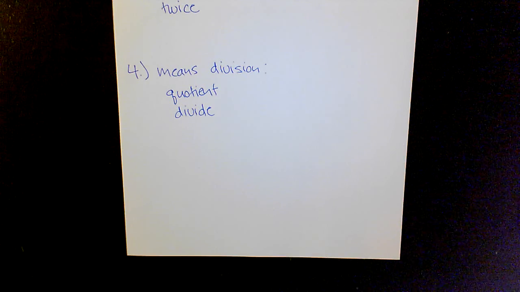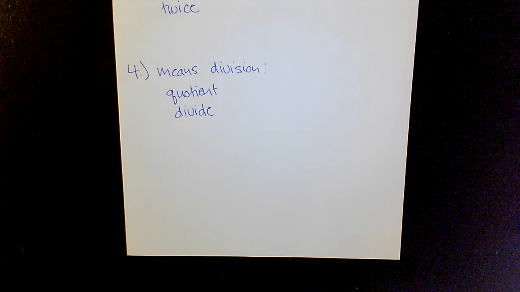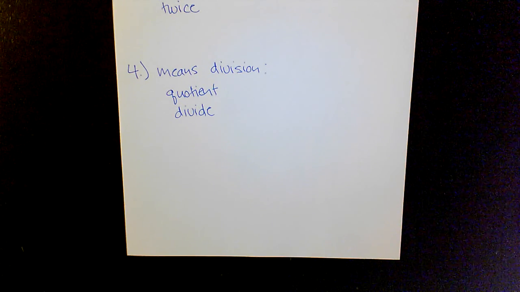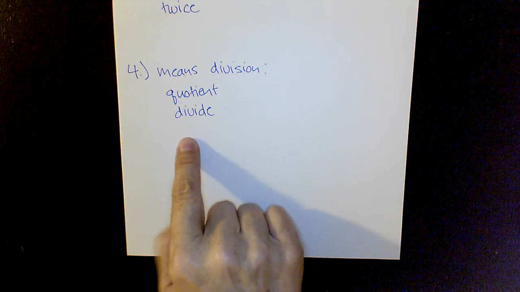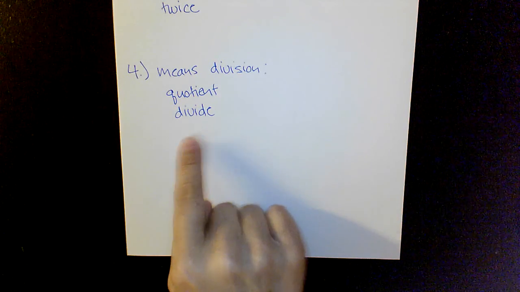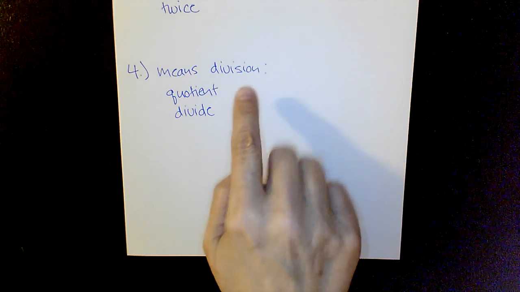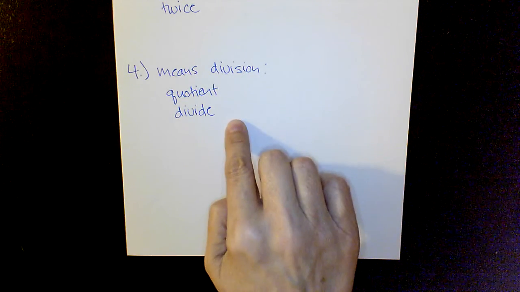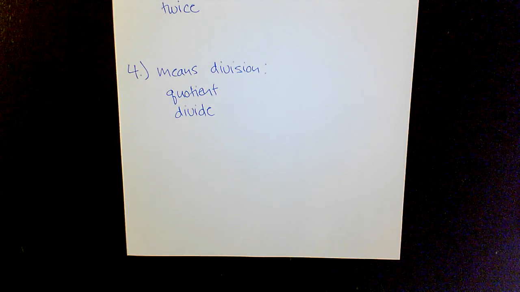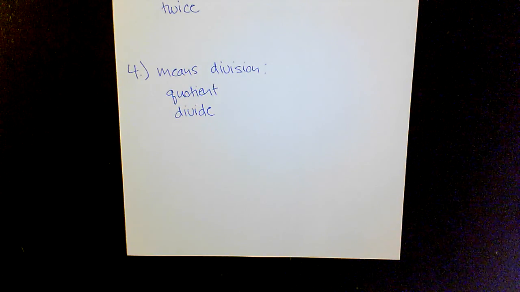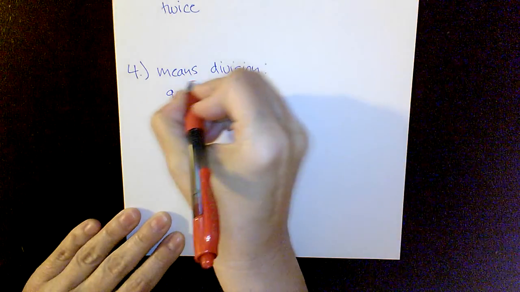Okay, Math 90. We were just talking about the key words to help us translate from English into math, and we left off at number 4. This is easy. If you see quotient or divide, that means you're going to use division. And the main one here is quotient.